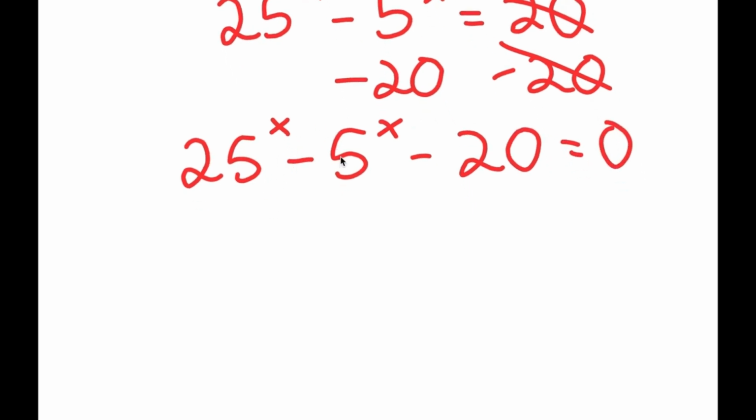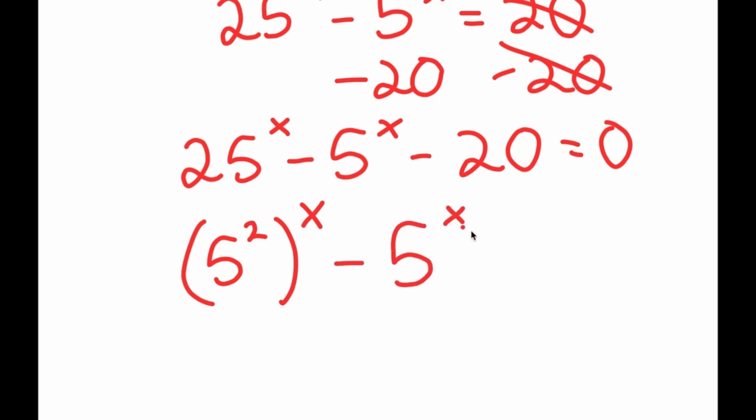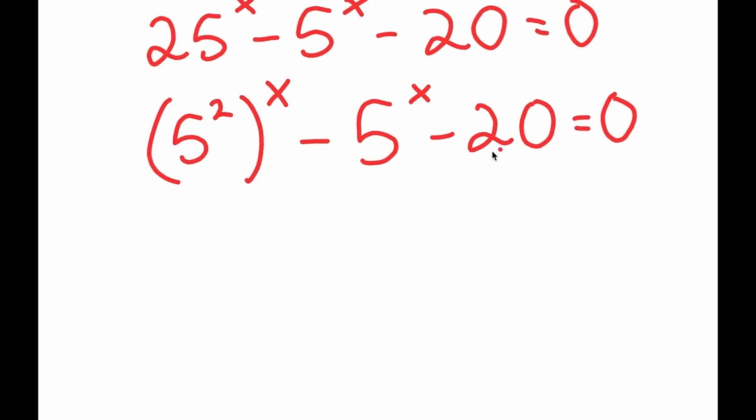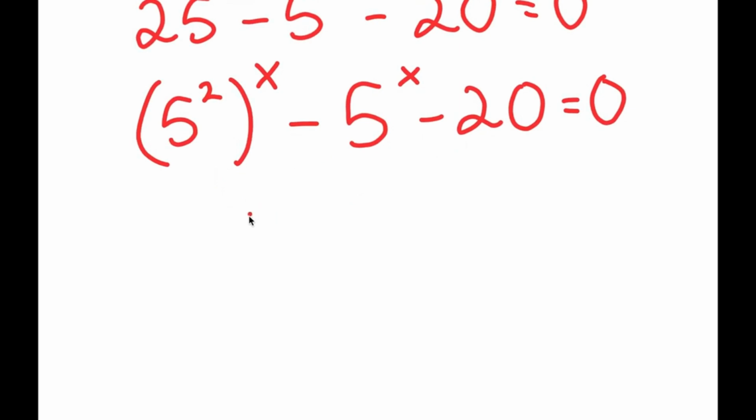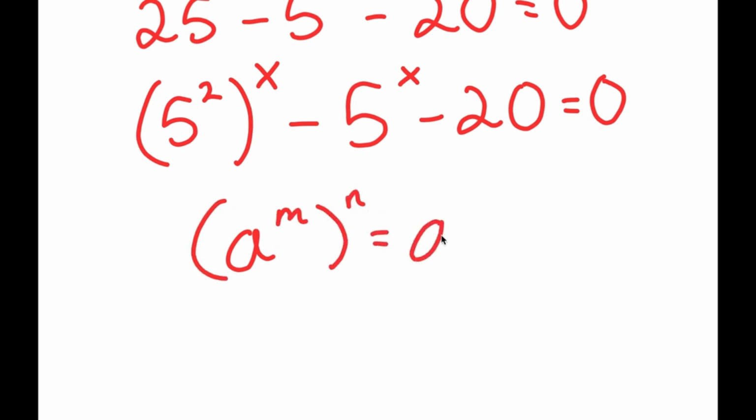Now 25 to the power of x, I can rewrite as 5 squared to the power of x. So I have this minus 5 to the power of x minus 20 is equal to 0. And now from here, if I have something in the form a to the power of m to the power of n, this is the same thing as a to the power of m times n.